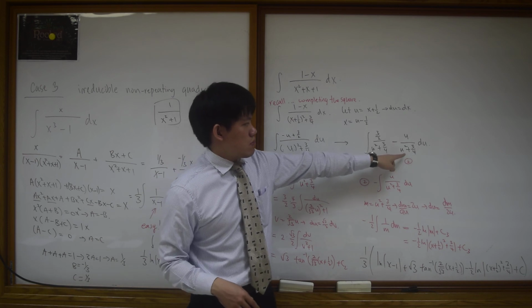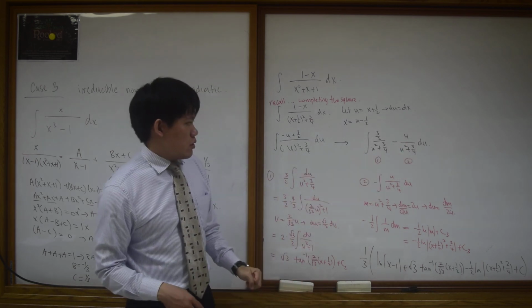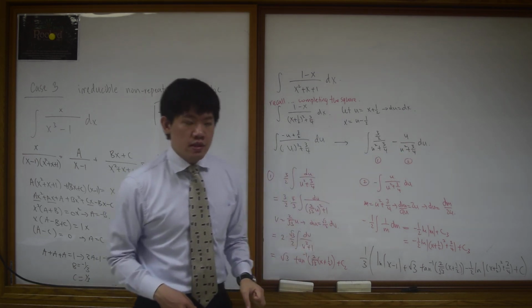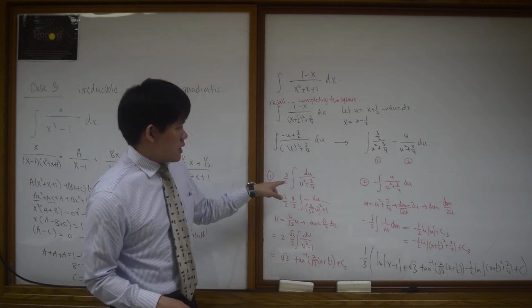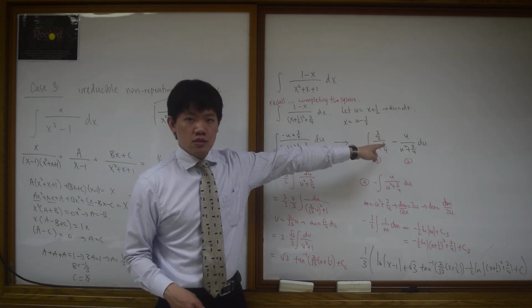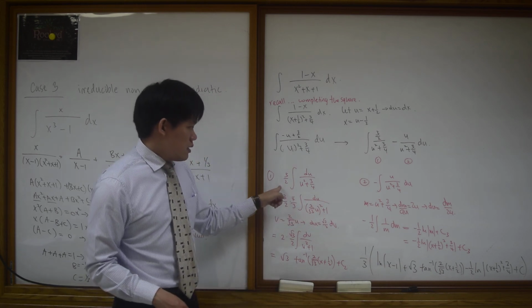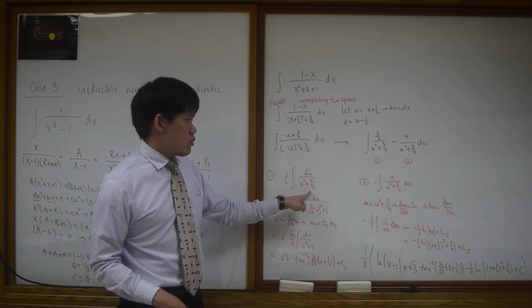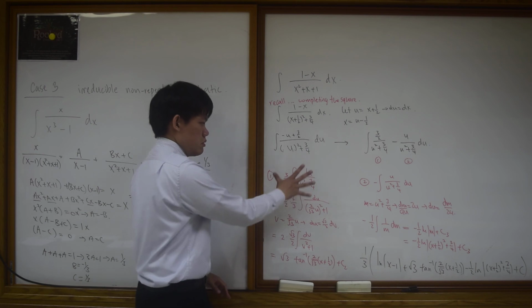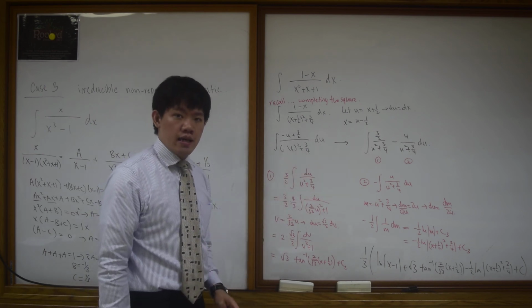So this is u squared plus 3/4, and then it's du. If we separate this into two separate integrals, the first integral is over here. We have 3/2, which is just a constant, so you throw that outside. And then you have u squared plus 3/4. Looking at this, we realize this is going to be an arctan substitution.